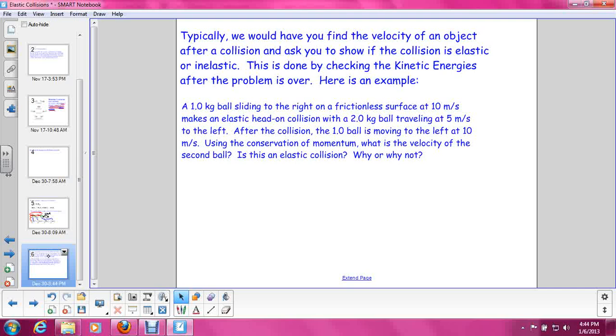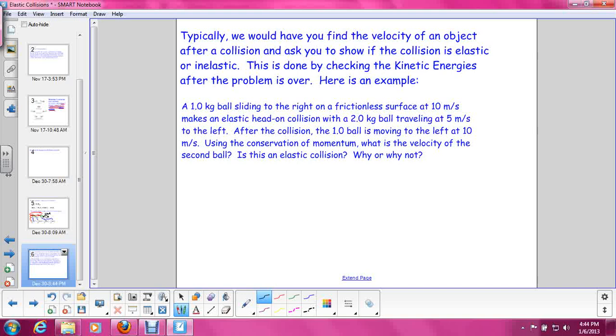A 1 kilogram ball sliding to the right on a frictionless surface at 10 meters per second makes an elastic head-on collision with a 2 kilogram ball moving at 5 meters per second to the left. After the collision, the 1 kilogram ball is moving to the left at 10 meters per second. Using the conservation of momentum, what is the velocity of the second ball? Is this an elastic collision? Why or why not? So the first thing that I'm going to do is draw a picture, because there are a lot of words here.